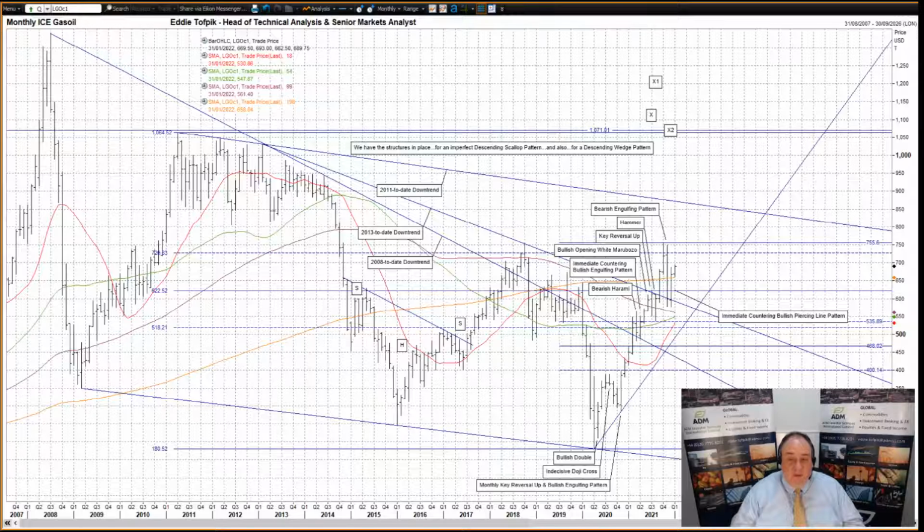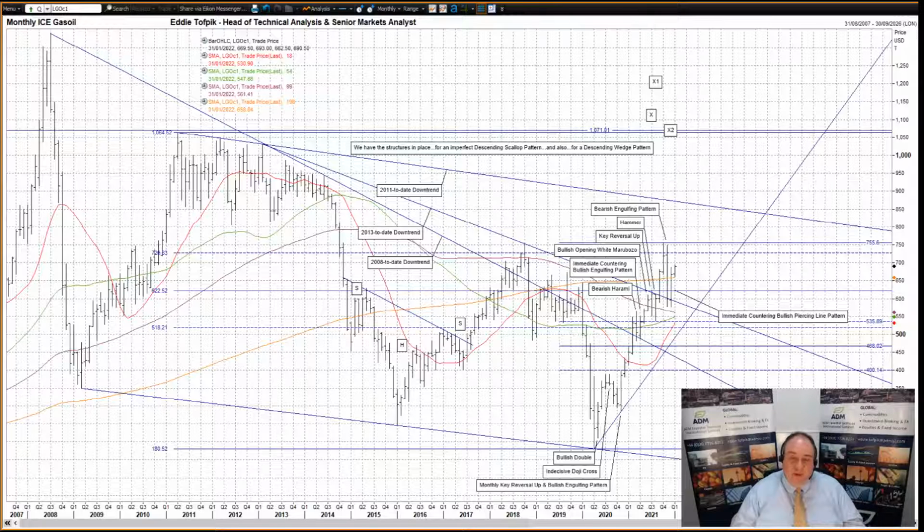Secondly, I'm thankful that this monthly chart seems to be a little clearer than the ICE Brent crude oil futures chart. So, much like ICE Brent crude oil futures, we have the structures in place for both an imperfect descending scallop pattern as well as a descending wedge pattern. Let's deal with the imperfect descending scallop pattern first.